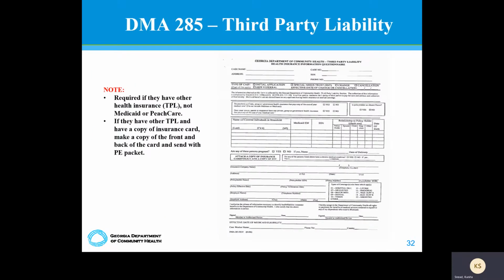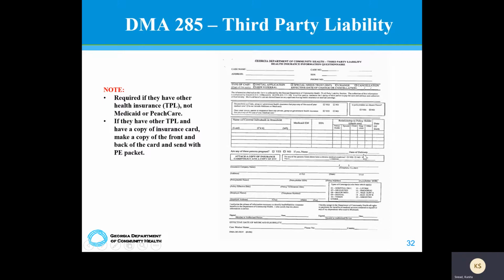Okay, your DMA 285, third-party liability. This is for people who have other health insurance, whether it's through a job or not through a job. If they just have other health insurance, I'm not saying that they are already on Medicaid or Peach Care for Kids, nothing like that. We're talking about commercial insurance, other private insurance like Blue Cross Blue Shield, Aetna, TRICARE, anything of that sort that they're actually paying for themselves, then they need to complete the DMA 285.